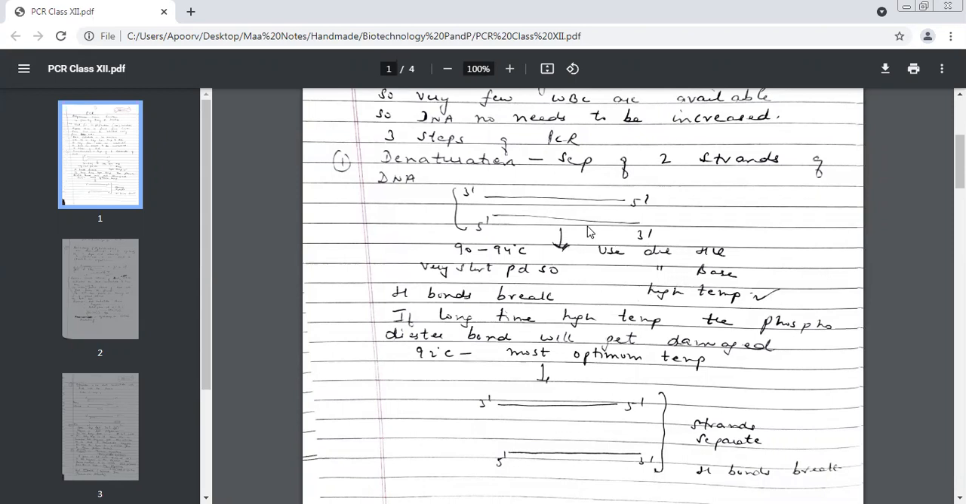So how will you do this? You have to heat your DNA up to 90 to 94 degrees Celsius. What is the temperature that you need for heating and changing double-stranded DNA to single-stranded? 90 to 94 degrees Celsius.